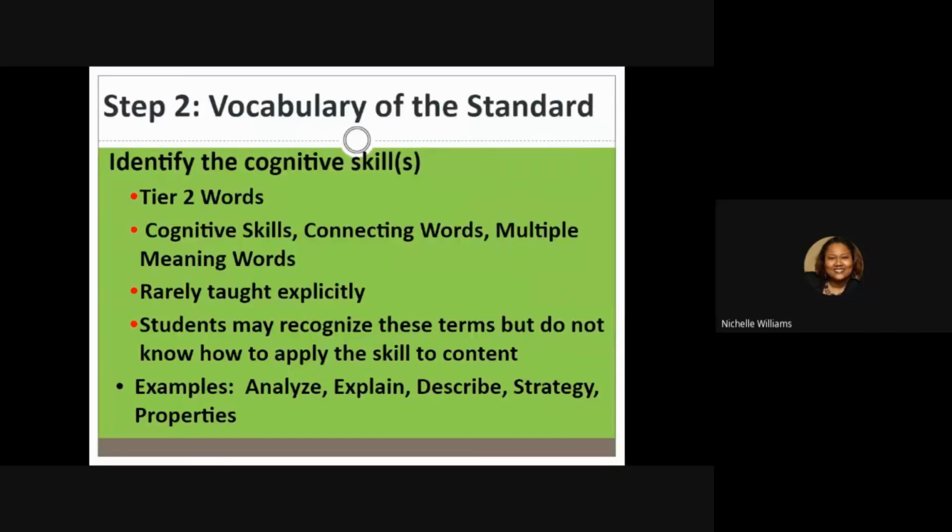So when we look at the Tier 2 words, a lot of times, they will address cognitive skills. They may be connecting words or multiple meaning words. We typically don't teach those explicitly, but what we find is that students may recognize the words, but they may not really understand how to apply them to the content. Some examples of those words are analyze, explain, describe, strategy, and properties.